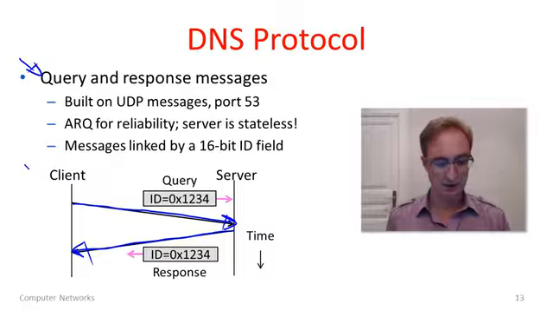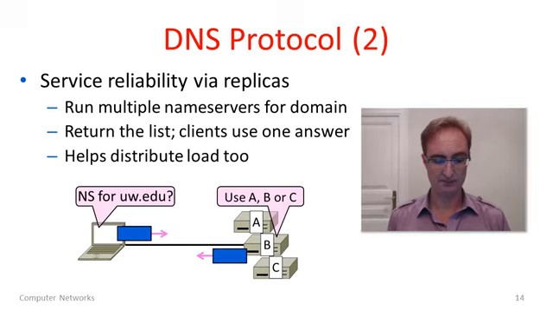At the client, however, we need some way to link together a query and a response, so you know which ones are paired. This is done by placing a 16-bit identification number on the messages. So you can see here both the query and the response in this example happen to have an identification value of 1, 2, 3, 4.